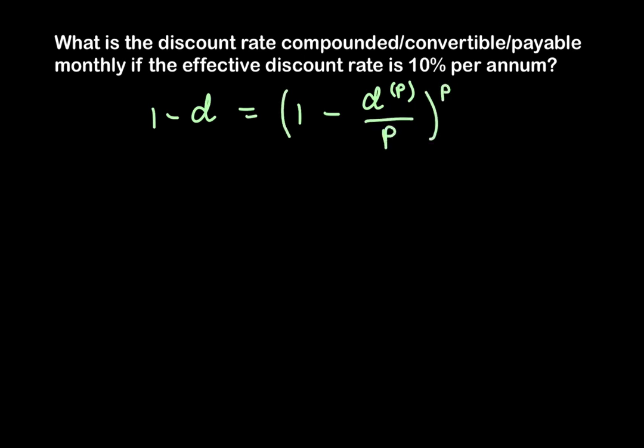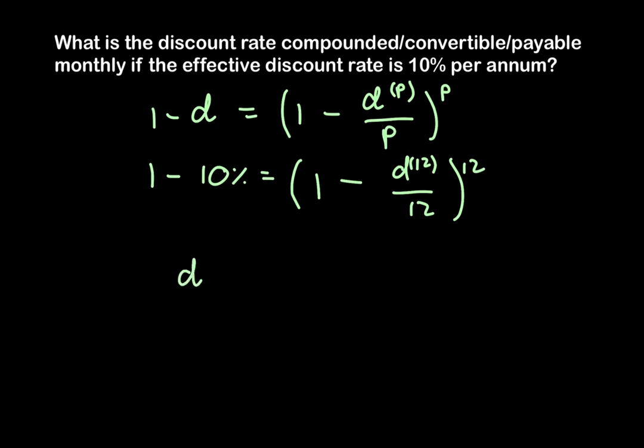Okay, so what are we given? Well, we're given an effective discount rate. So we know that this is the effective discount rate. So 1 minus 10% here on the left-hand side. And what are we trying to calculate? We're trying to calculate the discount rate payable monthly. So what is that? That's d^(p). So what exactly is p? Well, if it's payable monthly, there's 12 months in a year, so p is 12. So we have 1 minus d^(12) over 12 to the power of 12.